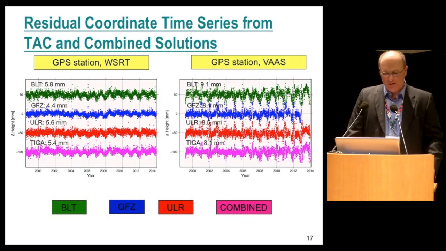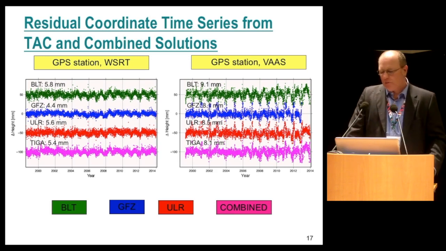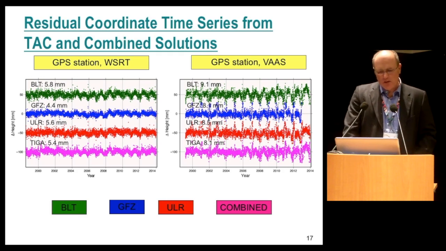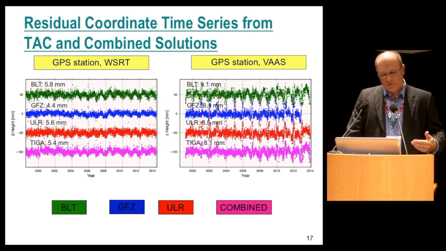And what we see here, we've taken 2 examples, WSRT and VAS, both in Europe, one in the Netherlands, and VAS, I think, in Finland. At the top, we see the individual contribution TAC solutions, and at the bottom, we see the Tiger combination. And also, as Tom has pointed out, and as is the day-to-day business within the IGS routine analysis, if you bring in the individual solutions, your combined solution tends to have an RMS value that is reduced compared to the individual ones, which is one of the reasons why we do this combination.